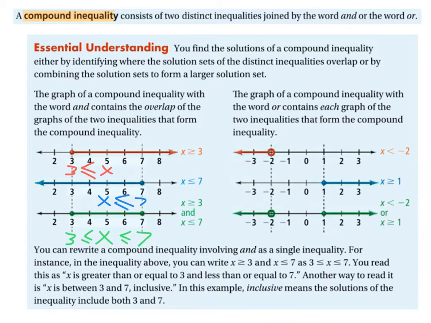With or situations, you can't write it as a compound inequality. You have to write it as the two separate things separated by or, okay? We'll also talk about inclusive, because if it includes the endpoint, it will say or equals. You'll actually see an example of that in a minute, okay? Let's keep moving.